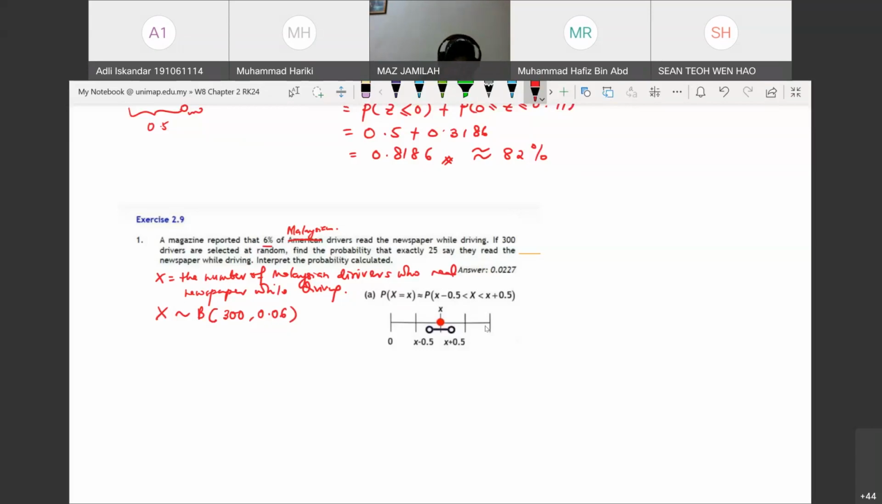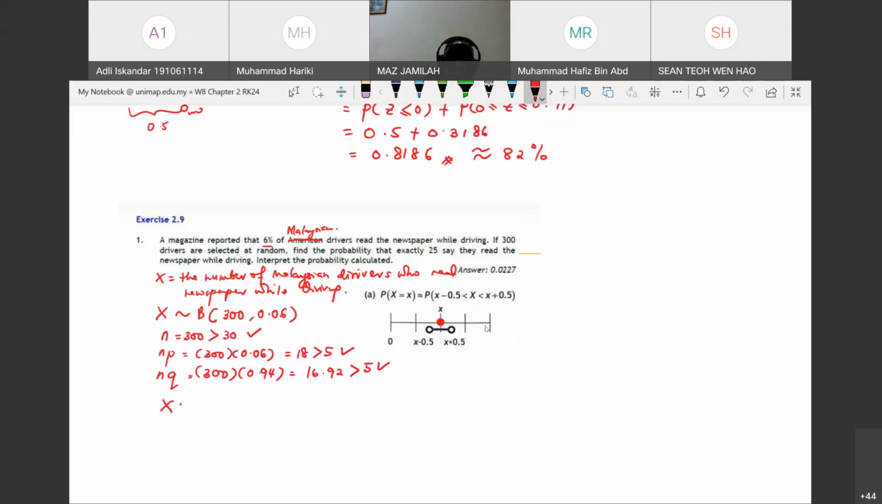Now, check for the criteria. n equal to 300, which is obviously greater than 30. Second one, np: 300 multiplied with 0.06, you will get 18, which is greater than 5. Okay. nq: 300 multiplied with 0.94, so you will get 16.92 (note: as dictated). Again, it is greater than 5. Okay. All the conditions for approximation are fulfilled, so we can use the approximation.